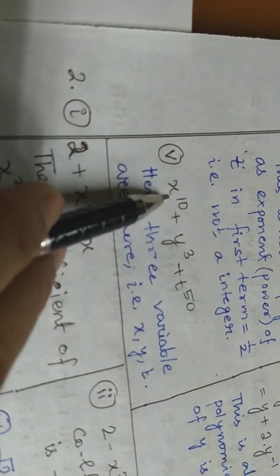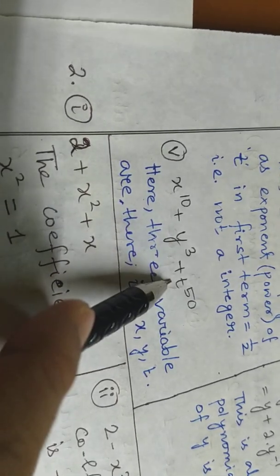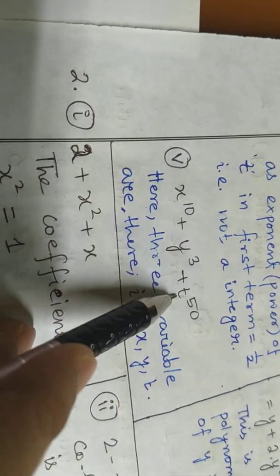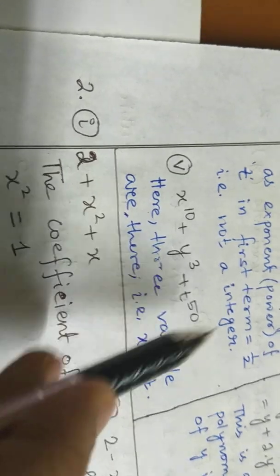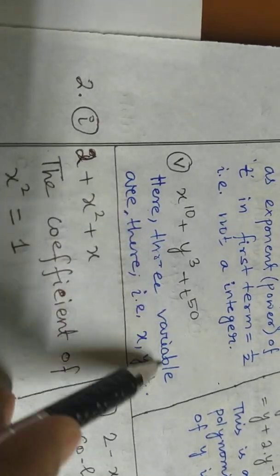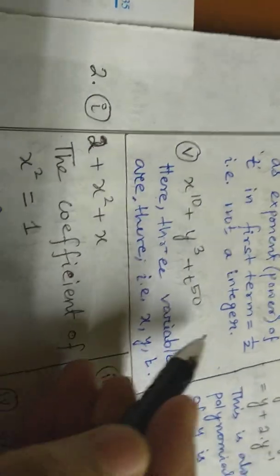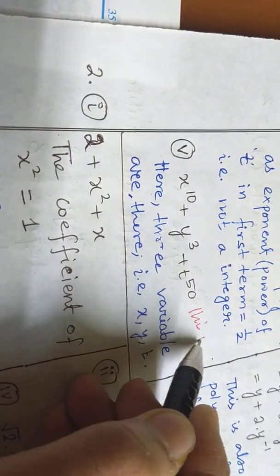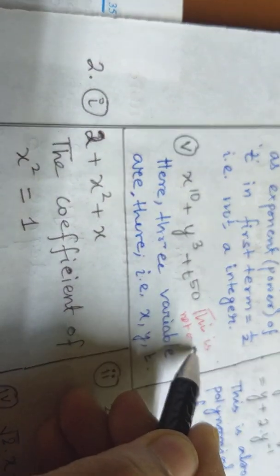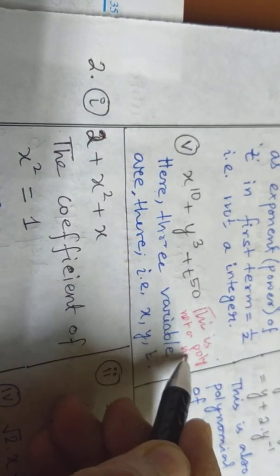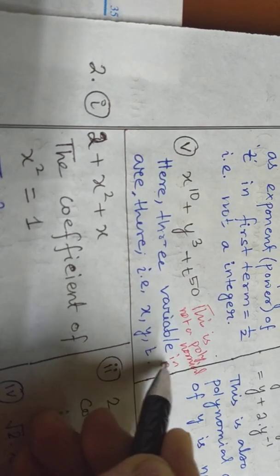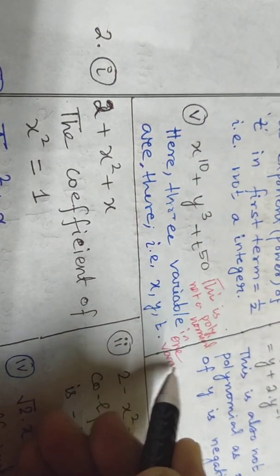Now question number 5 is saying x to the power 10 y plus y to the power 3 plus t to the power 50. You can see how many variables there are. x is one variable, y is one variable, t is another variable. So there are actually 3 variables, x, y, t. So this is not a polynomial in one variable.